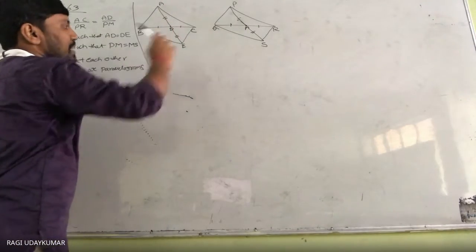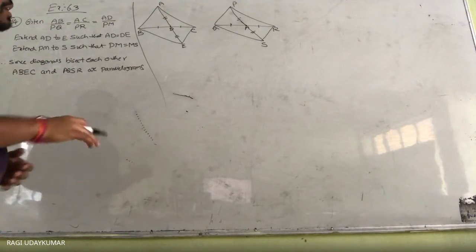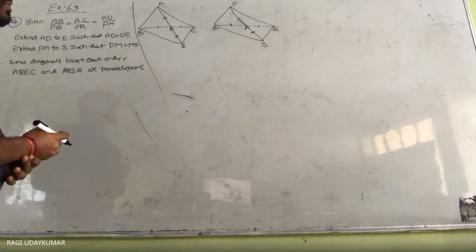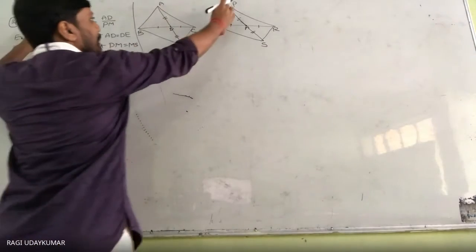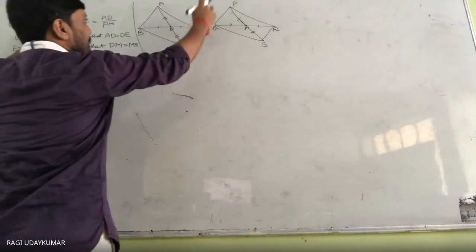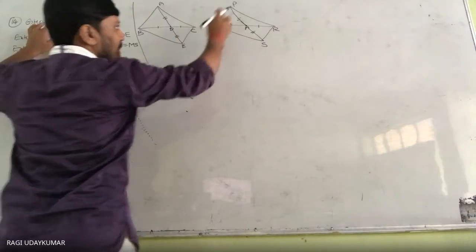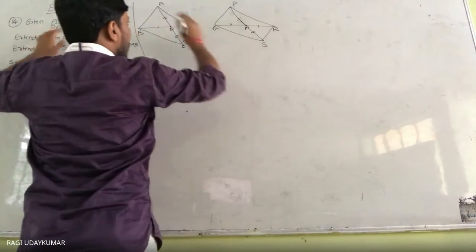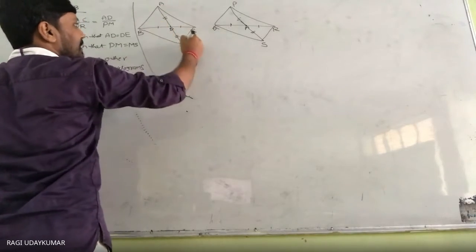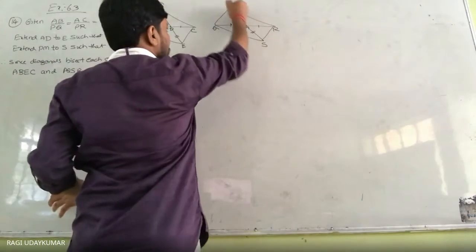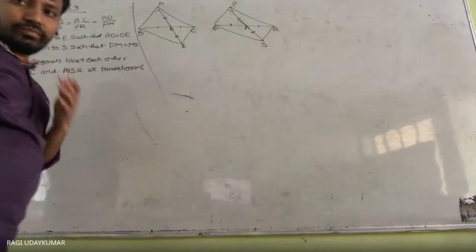AC is equal to DE. Now what is given to us here? AB by PQ equals AC by PR. But in place of AC I can write DE, and in place of PR I can write QS. I am going to prove this triangle, side one. This triangle is similar to this triangle, so that we will get these two angles equal.